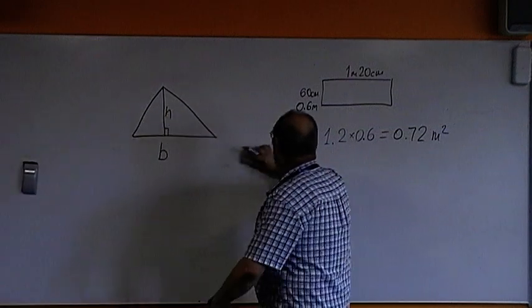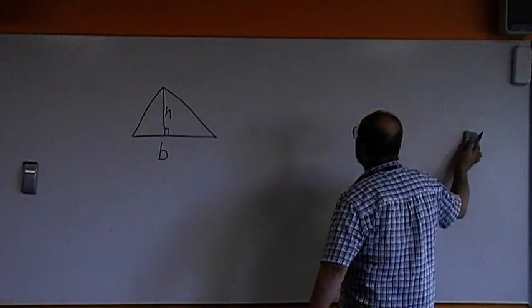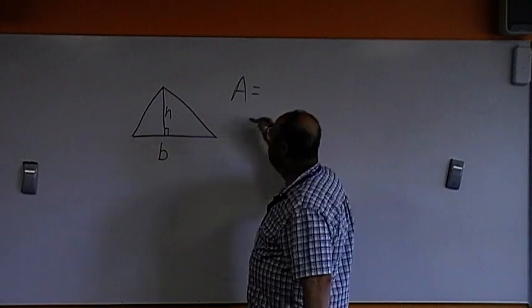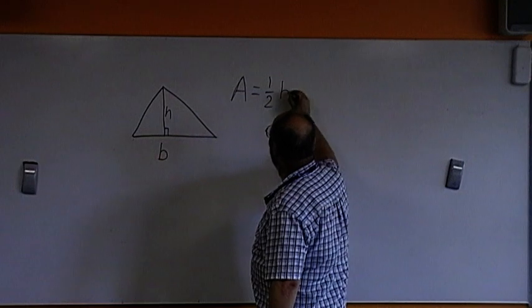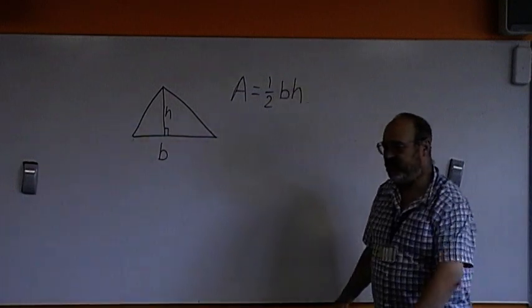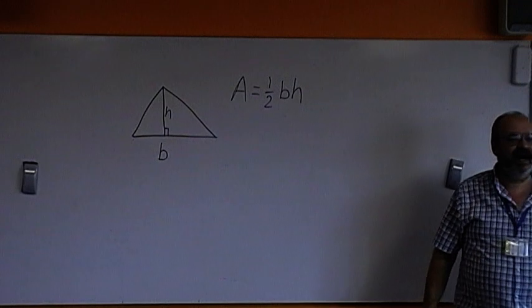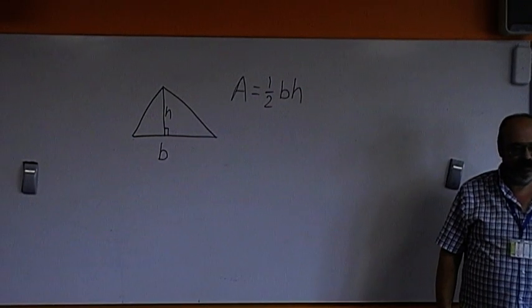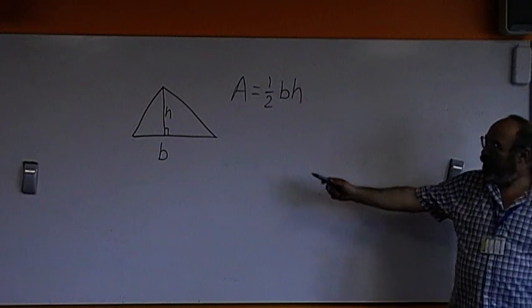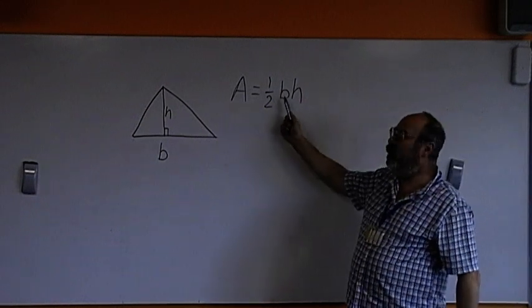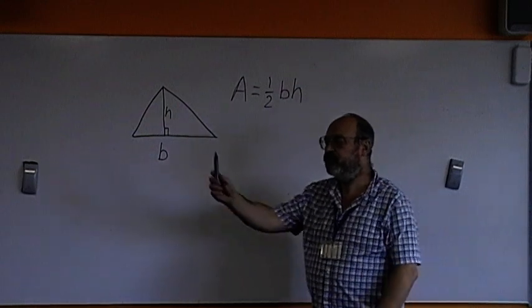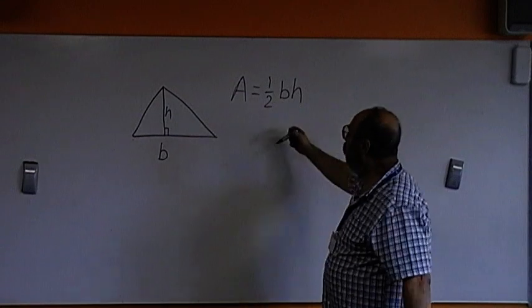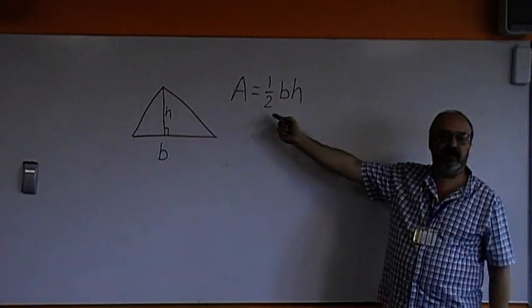So the area of the triangle is 1/2 times base times height, or base times height divided by 2.